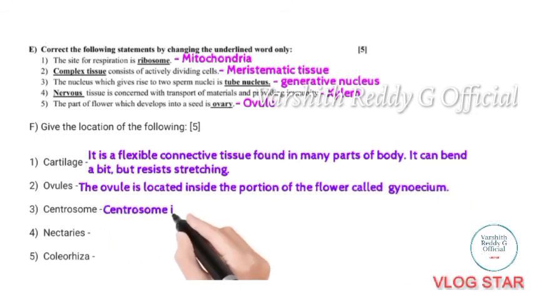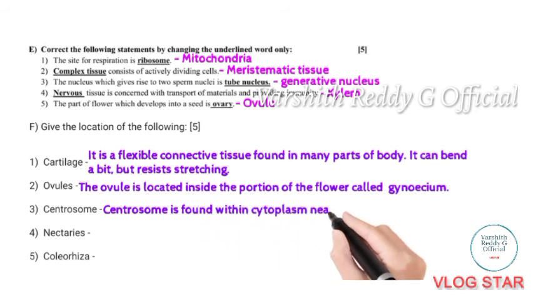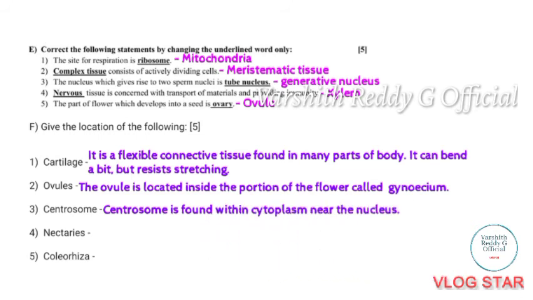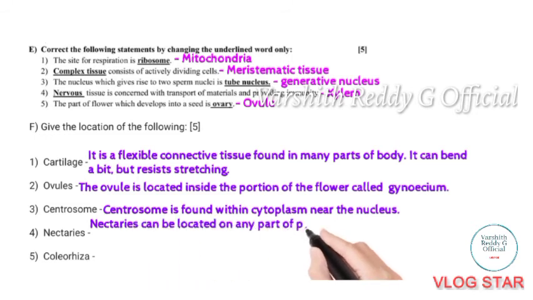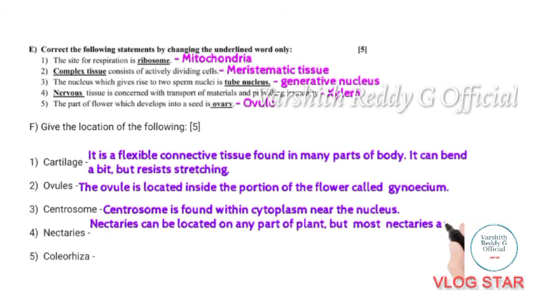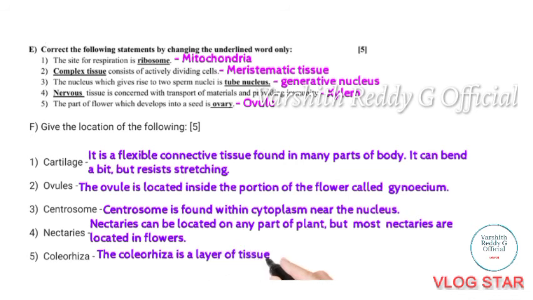Third one. Centrosome. The centrosome is found within the cytoplasm near the nucleus. Fourth one. Nectaries. Nectaries can be located on any part of a plant, but most nectaries are located in flowers. Fifth, Casparian strip. The endodermis is a layer of tissue that surrounds the root in a seed. So thereby we completed this section A. We will discuss section B in the next video.